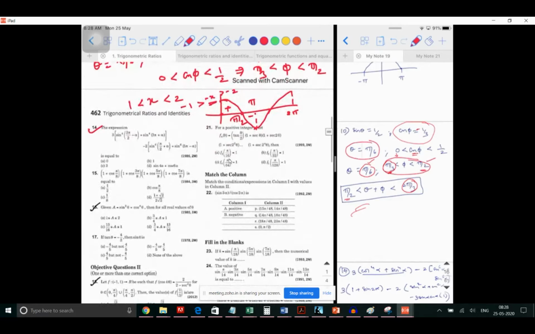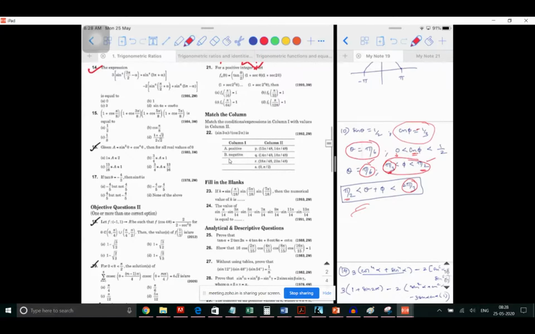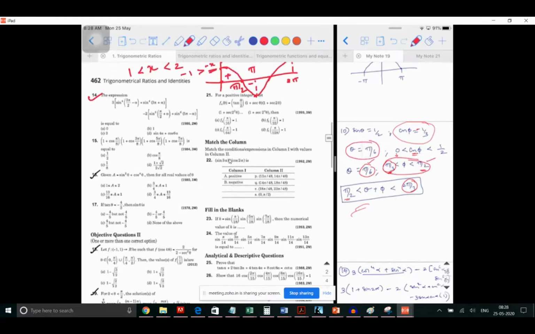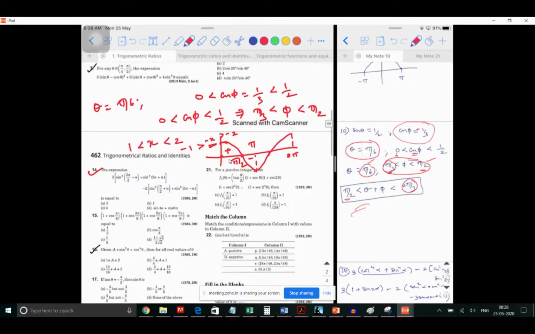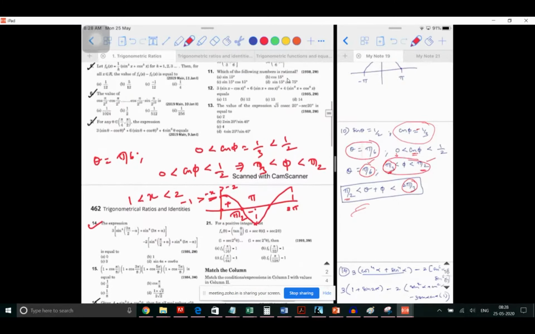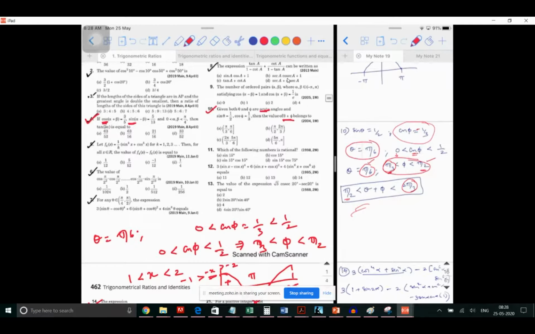Sir, why are we adding pi by 6 plus pi by 2 in the inequality? Because he's asking theta plus phi, no? He's asking the range of theta plus phi. He's not asking the range of phi alone. Look at the question, the value of theta plus phi. Okay, now can we proceed?